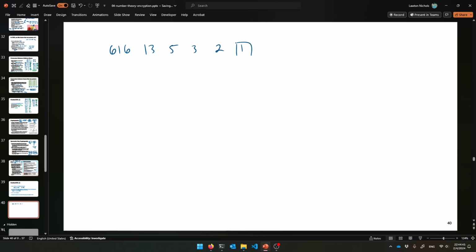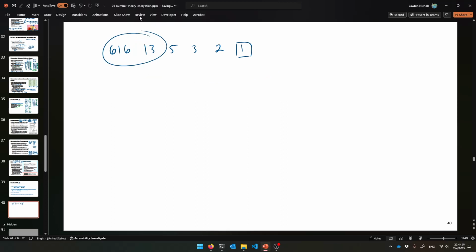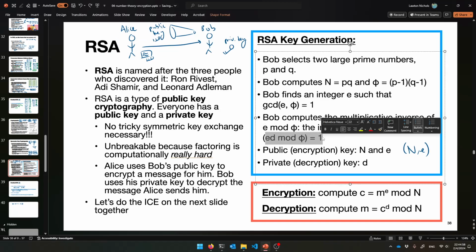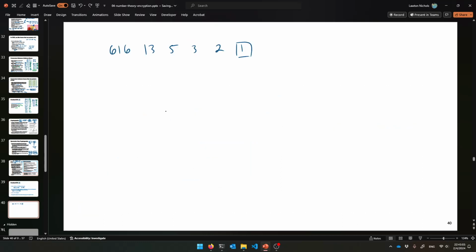And so 1 is the GCD of 616 and 13, and then we need to do our extended Euclidean algorithm, extended GCD, to find the multiplicative inverse of 13 mod 616. All right, so let's do that. Multiplicative inverse of e mod phi. So we're going to do the extended Euclidean algorithm. So what are our equations?